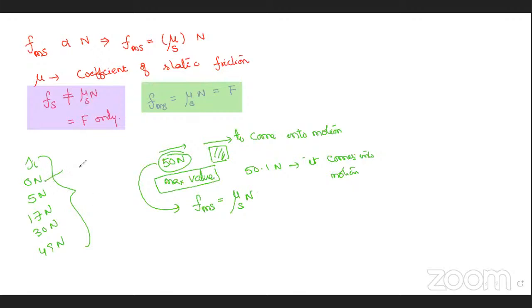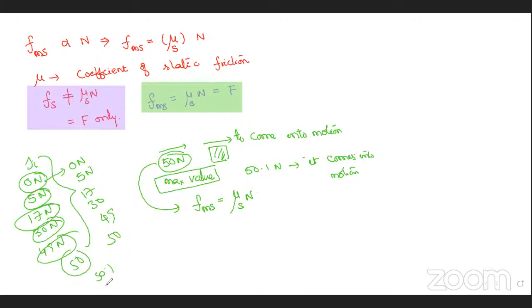That's why at this instant, if you ask the static friction, I won't calculate using mu s into n. Simply I say, applied force 0 newton, static is 0. Applied is 5, static is 5. Applied is 17, static is 17. 30, 30. 49, 49. 50, 50. At 50.1, the body comes into motion. Comes into motion means there is no static friction.